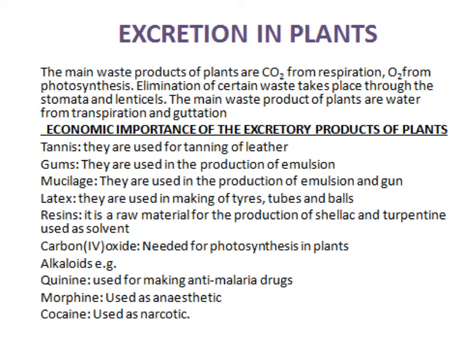Welcome to this section. We'll be looking at excretion in plants. In the first section, we looked at excretion in animals. Now let's go over to plants. The main waste products of plants are carbon dioxide from respiration and oxygen from photosynthesis. Elimination of certain waste takes place through the stomata and the lenticels.